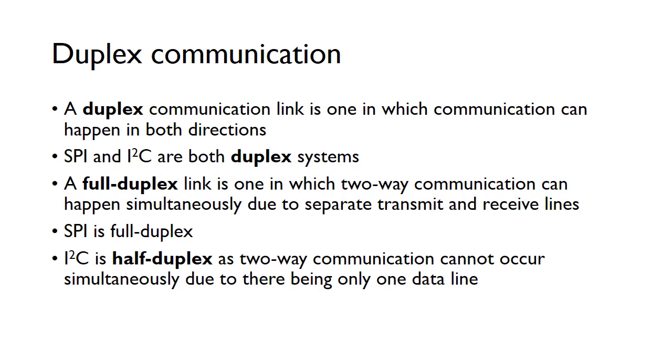But with I2C, there's just one common data line, called SDA. So that's only half duplex, because the master can't send data to the slave at the same time as the slave is sending data to the master.